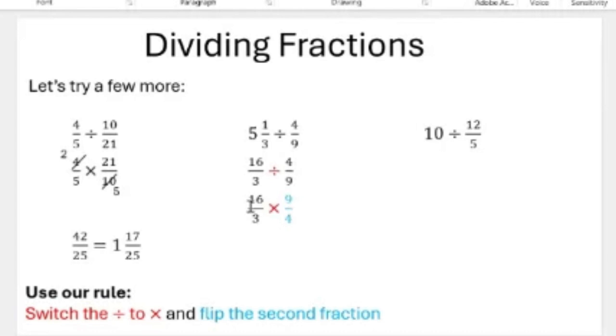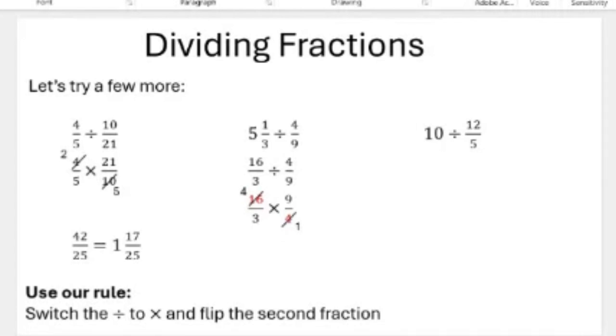I'm thinking 16 times 9 is definitely big enough that I don't want to do that multiplication. So let's see if we can reduce anything. I see a 16 and a 4 on the top and the bottom, both divisible by 4. So let's do it. Cross them both out. Divide them both by 4. The 16 becomes a 4. The 4 becomes a 1.